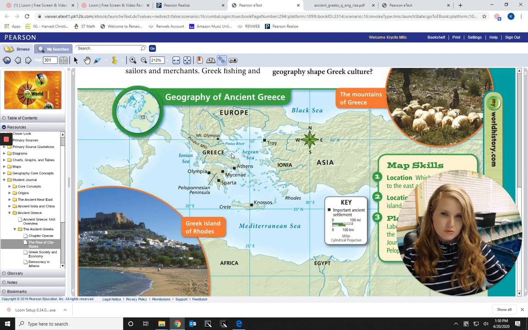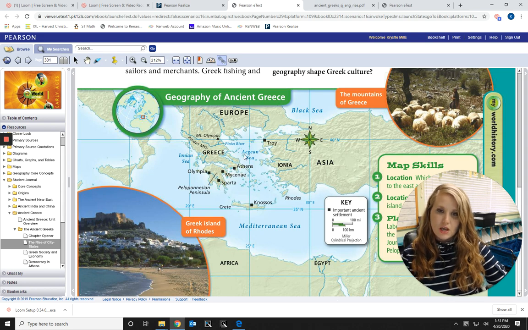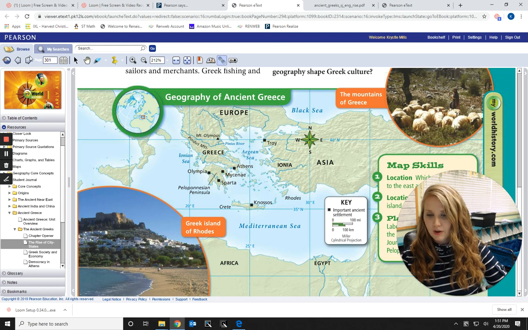So it does seem kind of spread out if we look at the Greece area in particular. We notice here that there is Egypt on the map as well, and we've studied that earlier this year. So not too far away from Egypt, but to the north and across the Mediterranean Sea. All right, let's keep going and see what else we find.